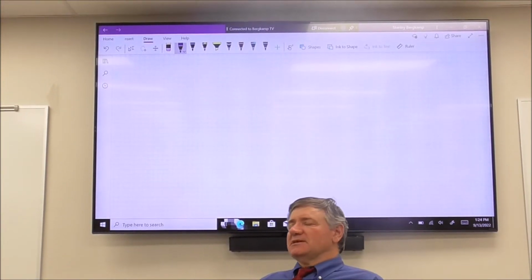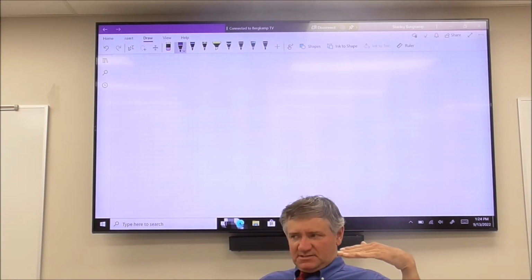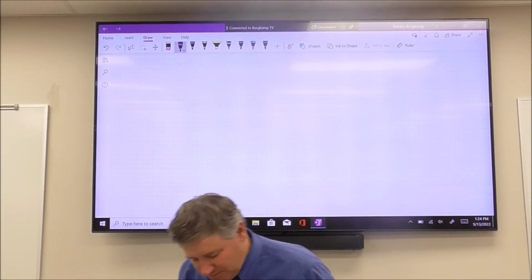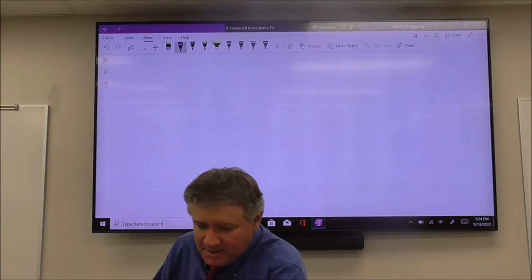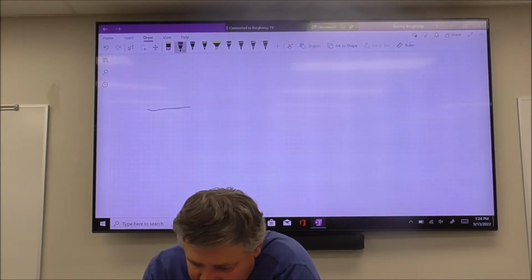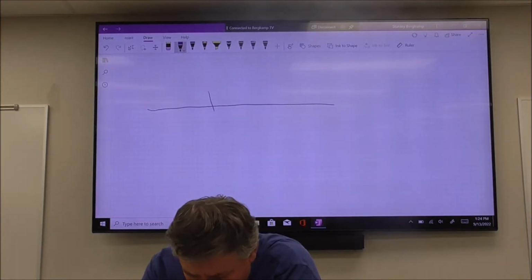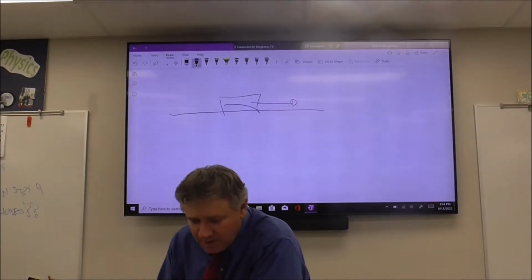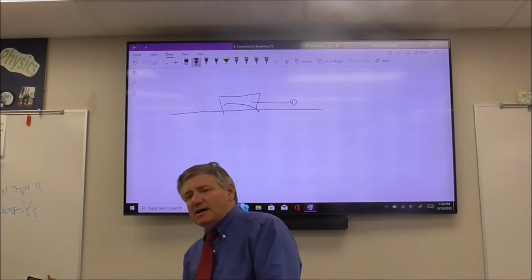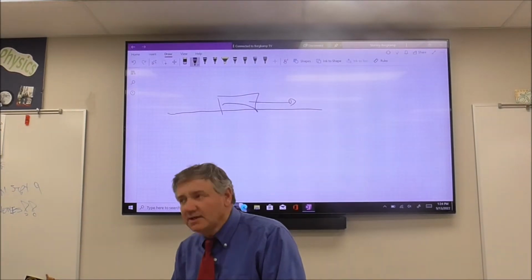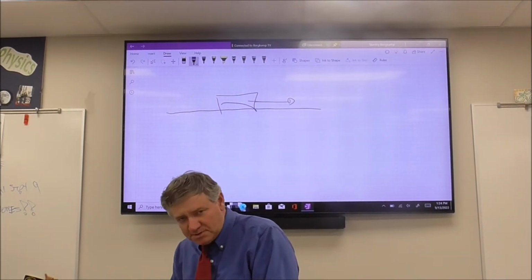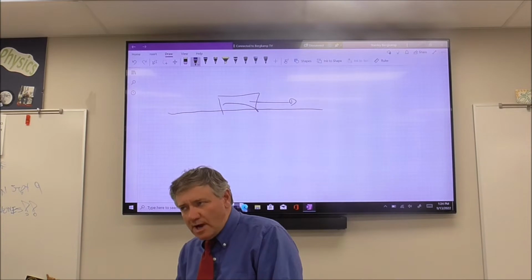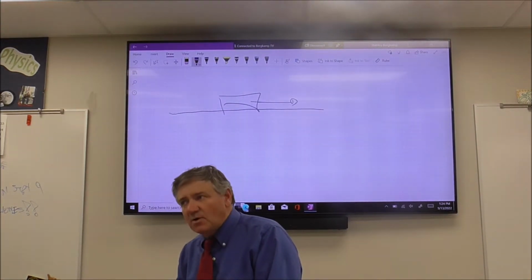Okay, so let's go through each of these sections on the left. Make sure everybody's cool with what I want. On the first part, you started off with this block of wood. You pulled it at a constant velocity, okay? The two most important words there are "constant velocity," which means all the forces add up to zero.